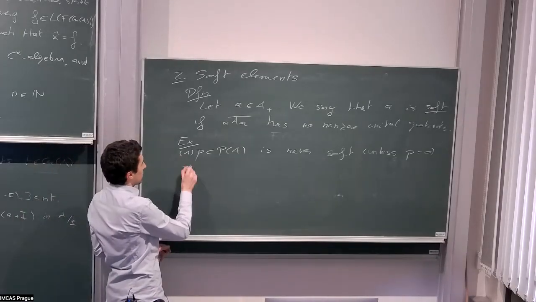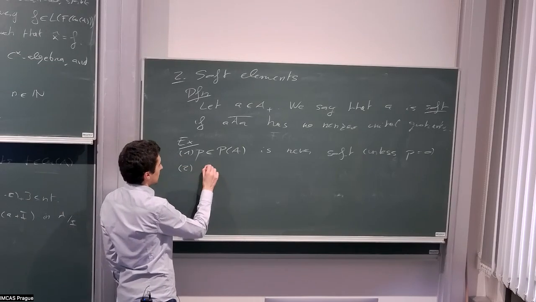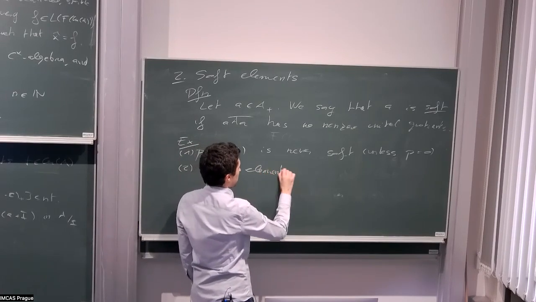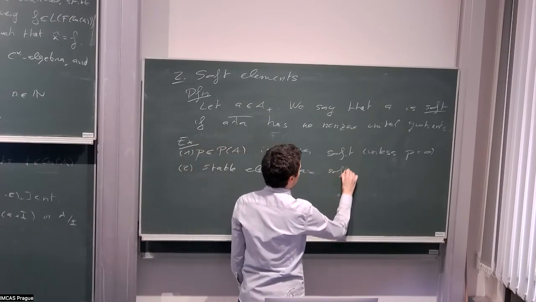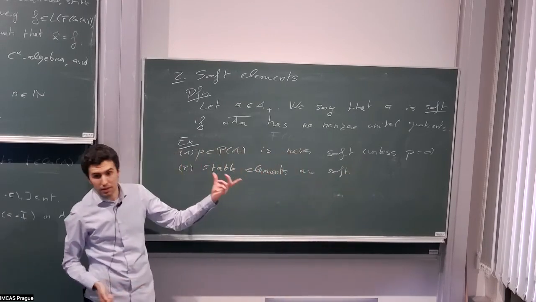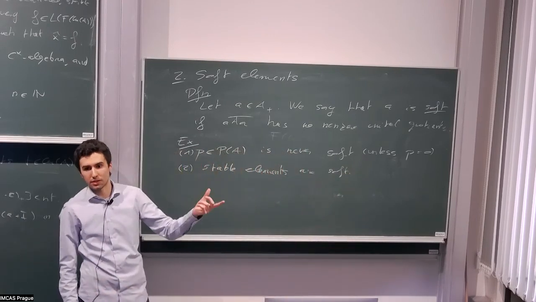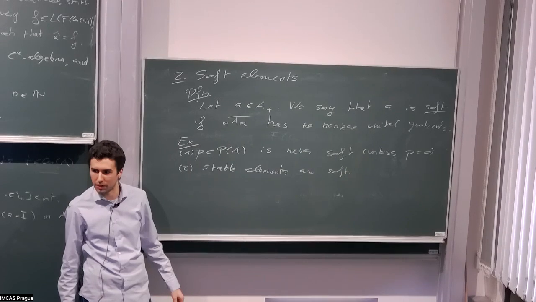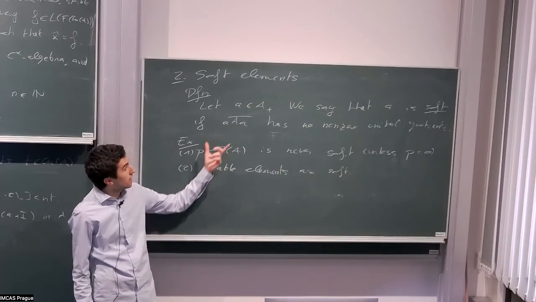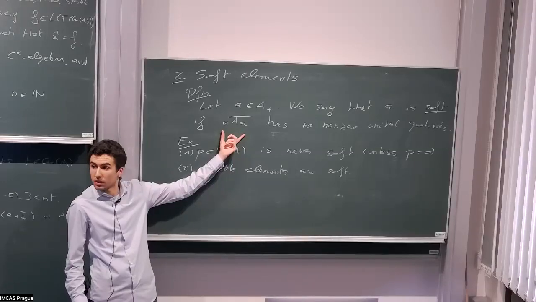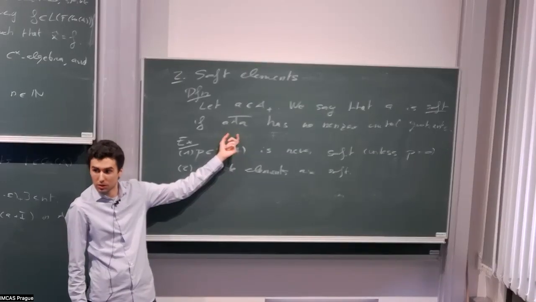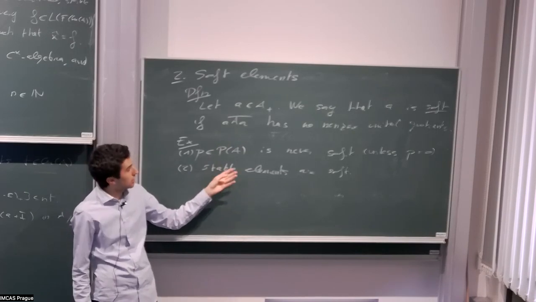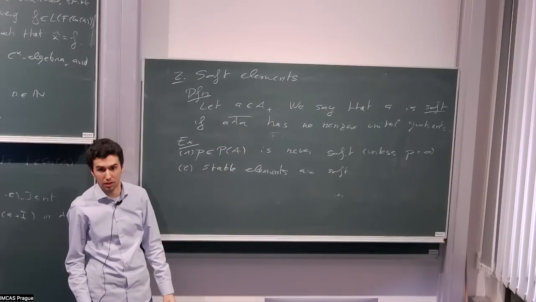And as a positive example, one can show that stable elements are soft. So a positive element is said to be stable if its hereditary subalgebra is stable. This is a definition, maybe it's 20 years old or something like that. And so in particular, if the hereditary subalgebra is stable, then it doesn't have a unit, and neither do any of its quotients. So any stable element is soft. And you can think also that softness is generalizing this notion of stability for elements.